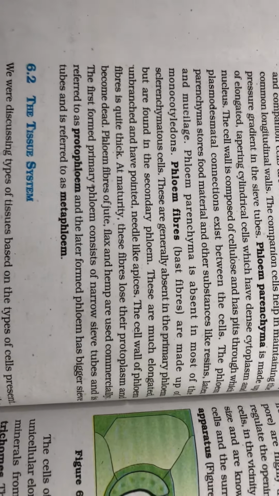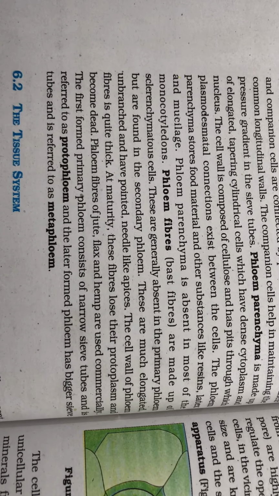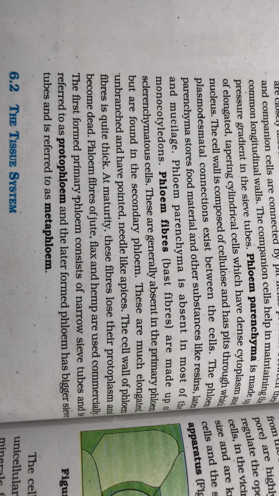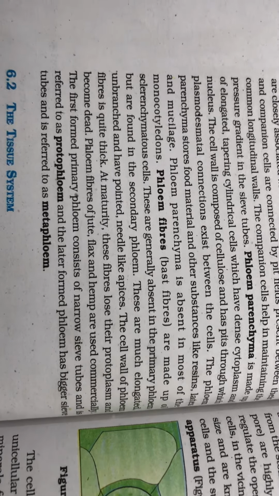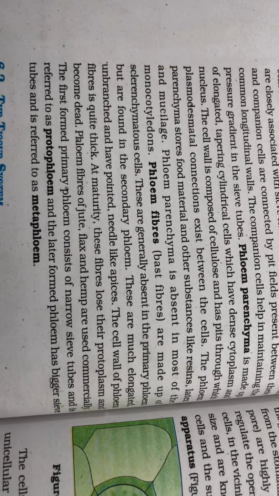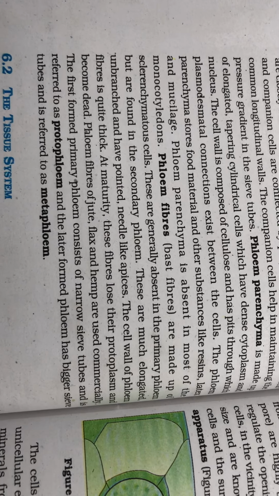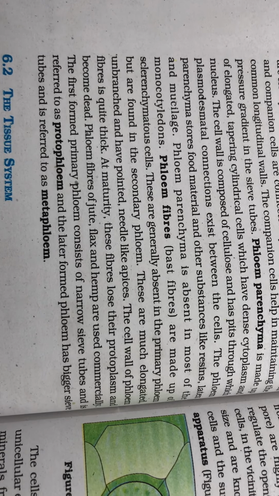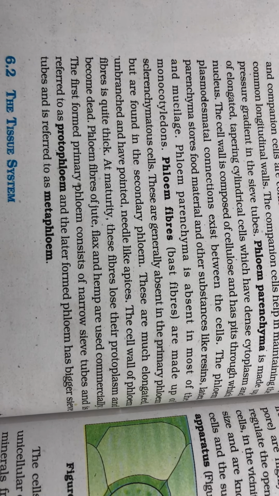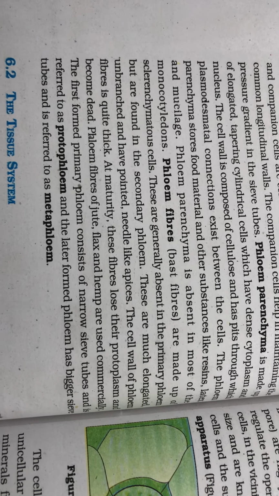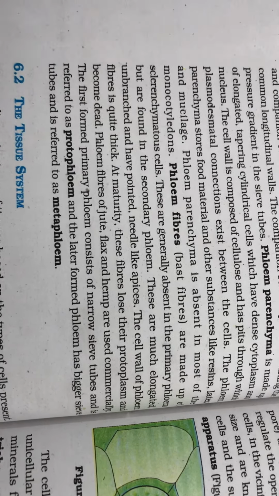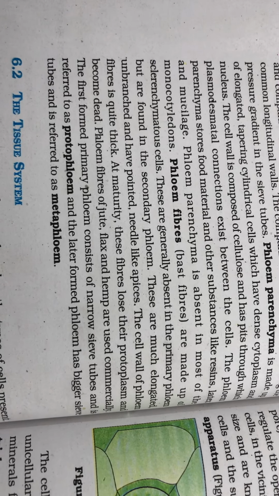Next, phloem fiber. Phloem fibers are also made up of sclerenchyma cells. These are generally absent in the primary phloem but are found in the secondary phloem. These are much elongated, unbranched and have a pointed needle-like apex. The cell wall of the phloem fiber is quite thick. At maturity, this fiber loses its protoplasm and becomes dead. Phloem fibers of jute, flax and hemp are used commercially.